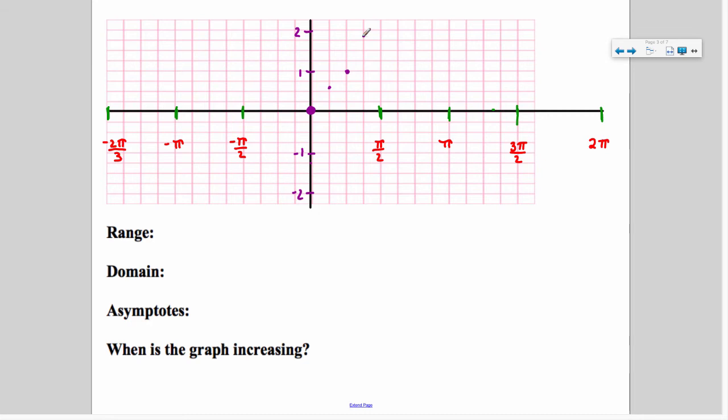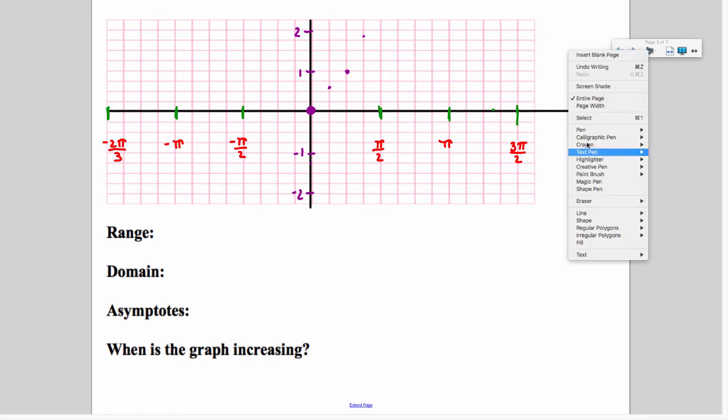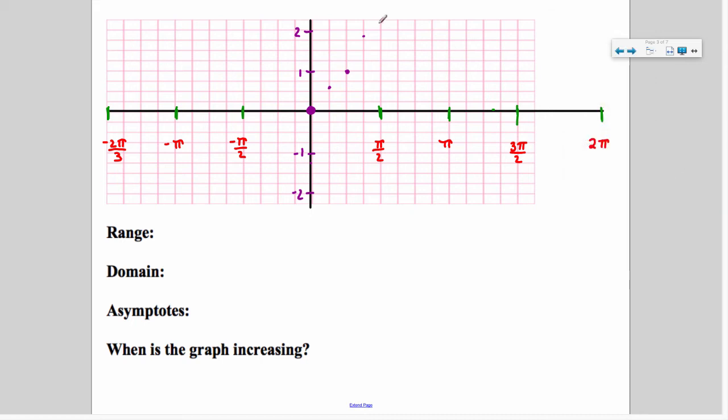Now, when we get to pi over 2, we said it was undefined. So let's put in a red line here, just so we remember there's no way that this graph can touch that line.